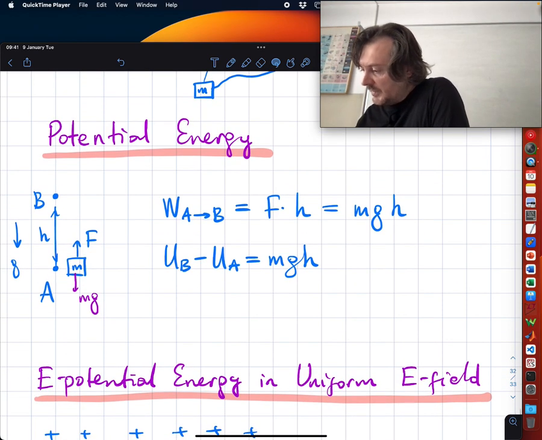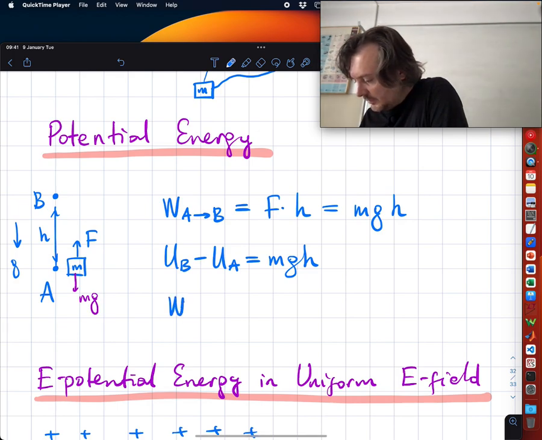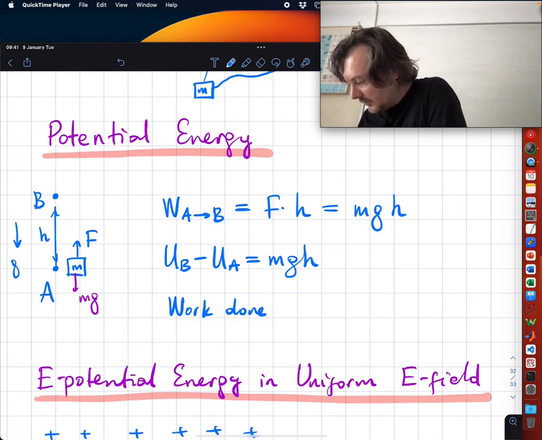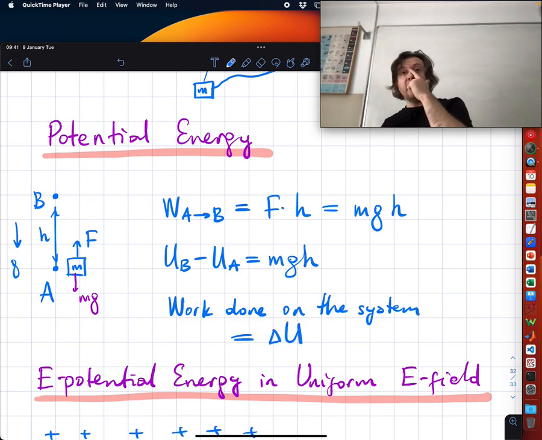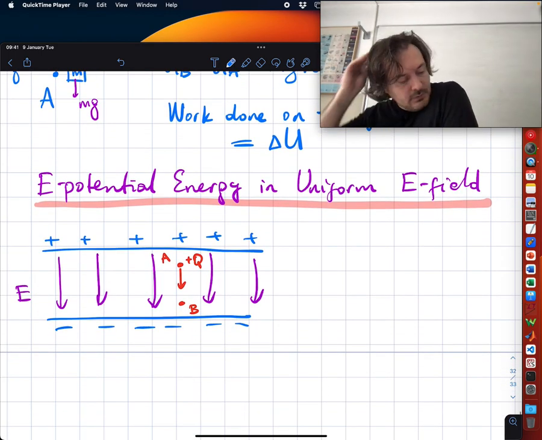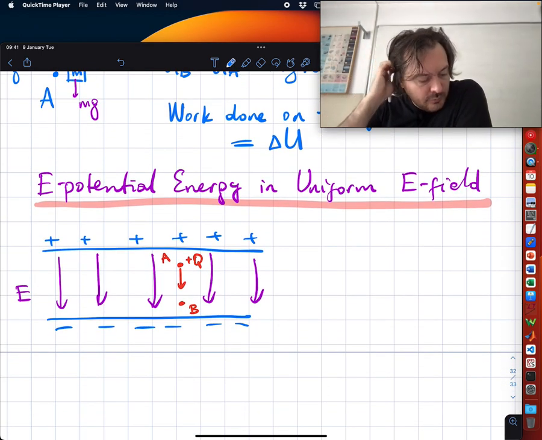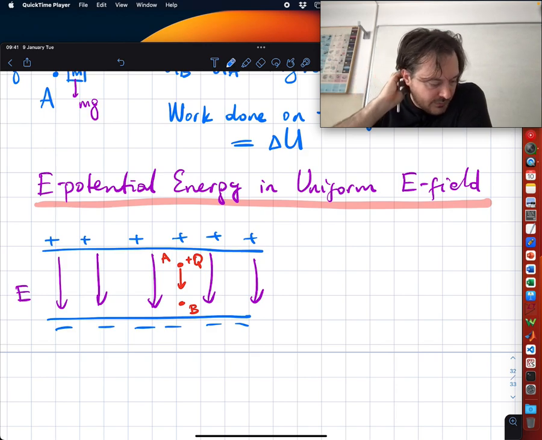I found my mistake. My mistake was the following. Work done on the system is equal to delta U. It's not minus delta U. Work done by the system is minus delta U. Okay? That was my mistake. Sorry. So, we do a work on the system.